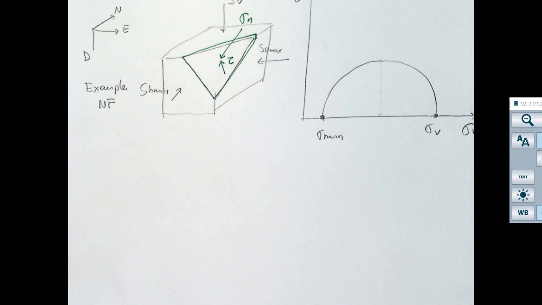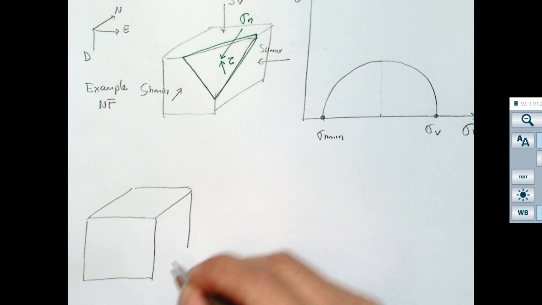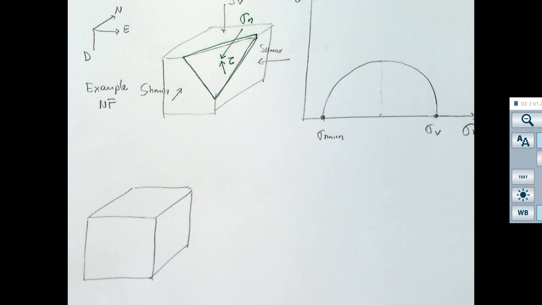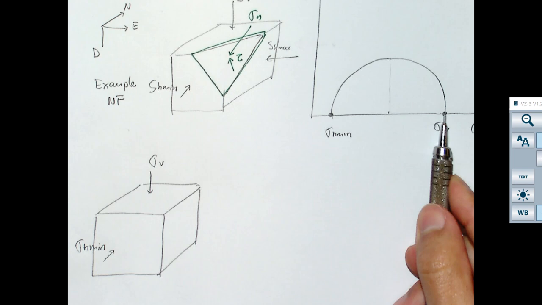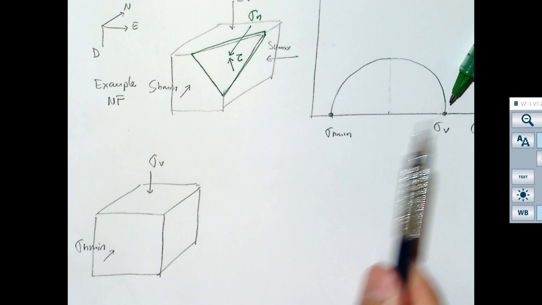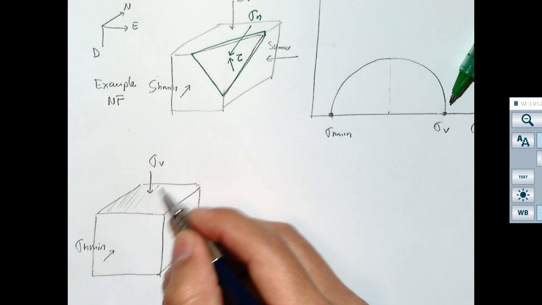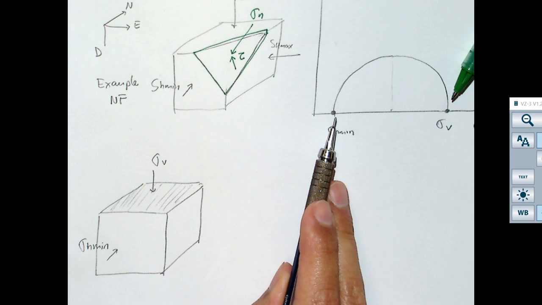The same block that I drew above, this is exactly the same. But now I'm just going to concentrate on sigma V and sigma H min. Pointing at this point over here with my pen, can you tell me which plane is that? The top, the one facing us, or the one facing to the side? The top, right? That's the top plane. And this plane, which plane is it? It's this plane, right? Over here.